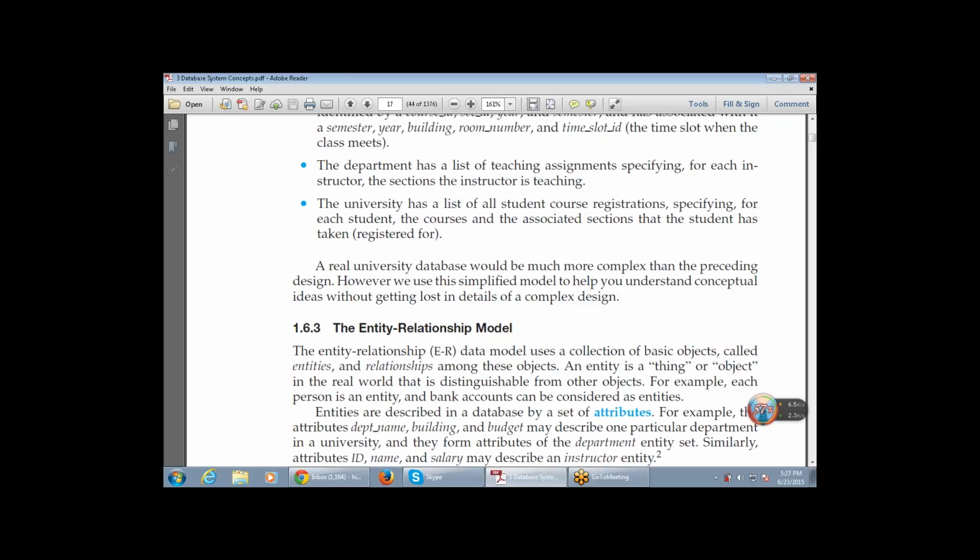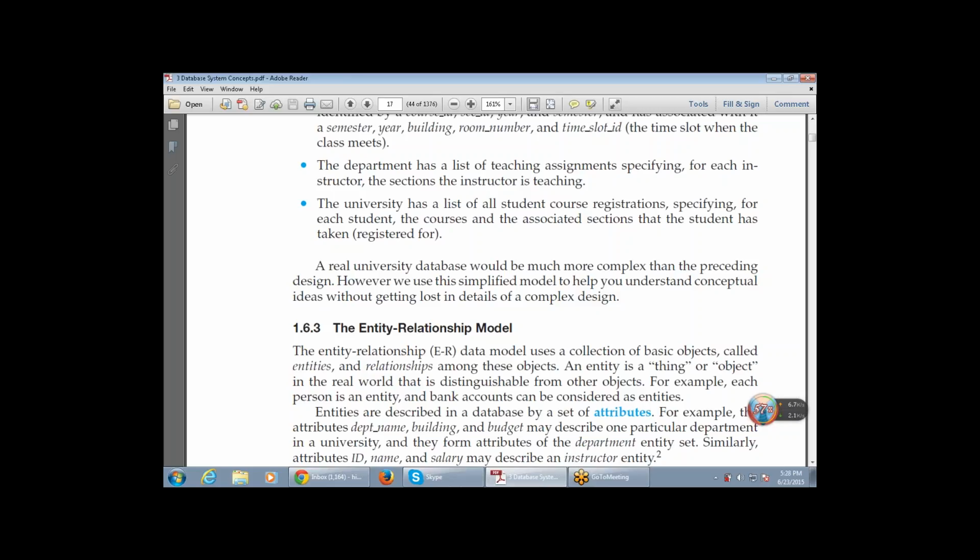Entities are described in a database by a set of attributes. There is a set of attributes available in the database design. For example, the attributes department name, building, and budget may describe one particular department in an organization. They form the attributes of the department entity set.